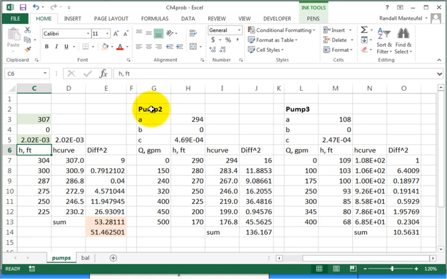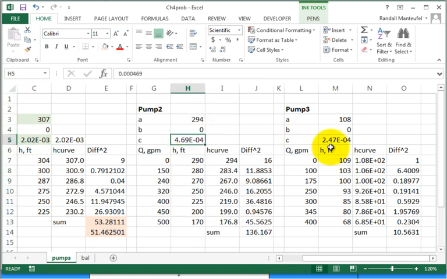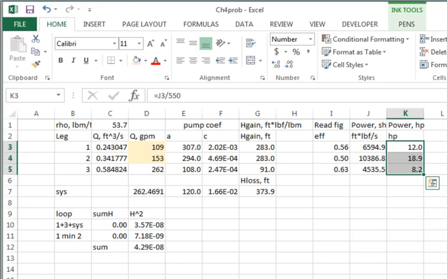Well, you have to do that for pump 1, then you do it for pump 2. There's our coefficients. And then you do it for pump 3. A lot of work to get it fit. But once you have that, now let's balance the system.